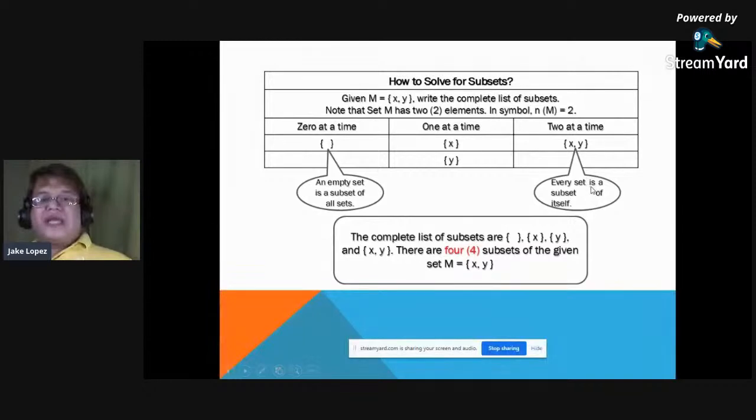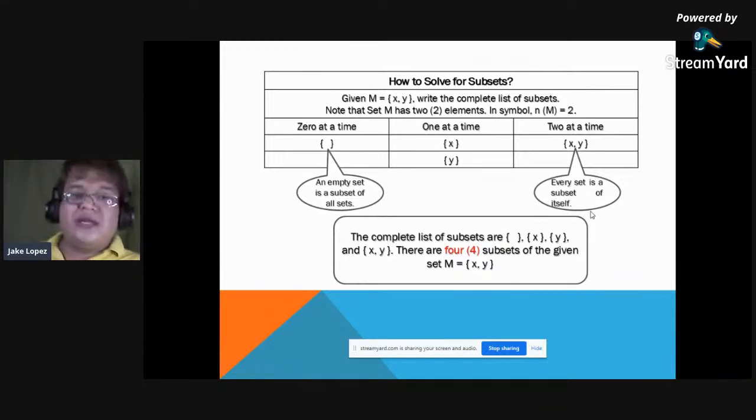So every set is a subset of itself. So ang every set daw ay subset ng kanyang sarili. So lahat ng empty set din ay subset ng lahat ng set. So the complete list of subsets are an empty set, elements x and y, and then X and Y. So isang grupo yon. So ang X isang grupo, and then Y isang grupo, and then yung dalawa. So there are four subsets in a given set M. So yun ang paano natin malaman ilang subset ba ang nasa loob ng isang set.